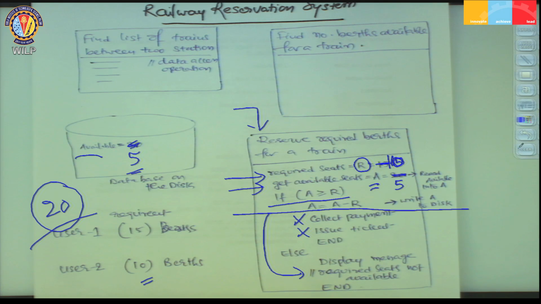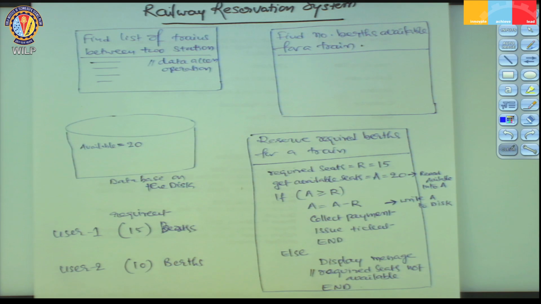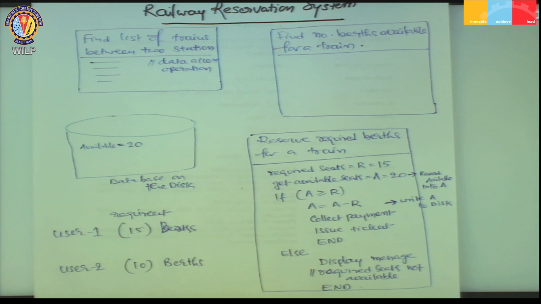This problem has occurred because there is no concept of transactions. Now let us assume that this particular piece of code, which contains some number of instructions, 1, 2, 3, 4, is grouped together, and this is called a transaction. What is the basic functionality or property of a transaction? Either it will be done in its entirety or not done at all.